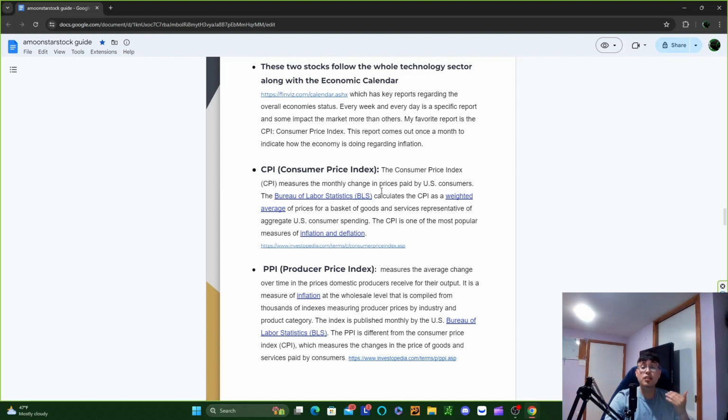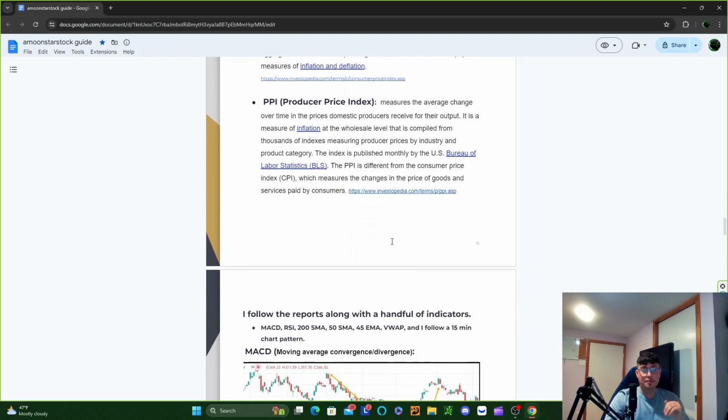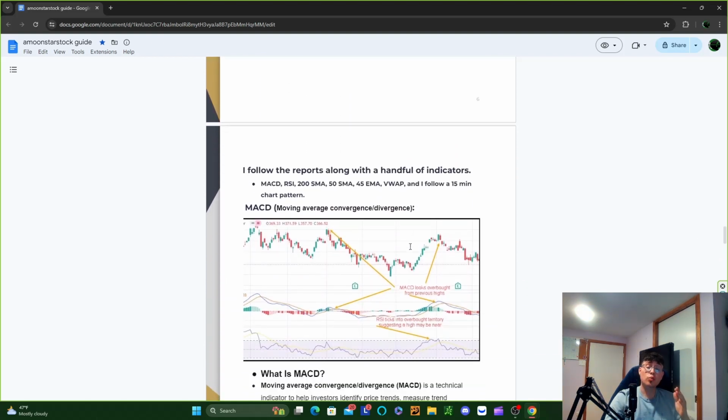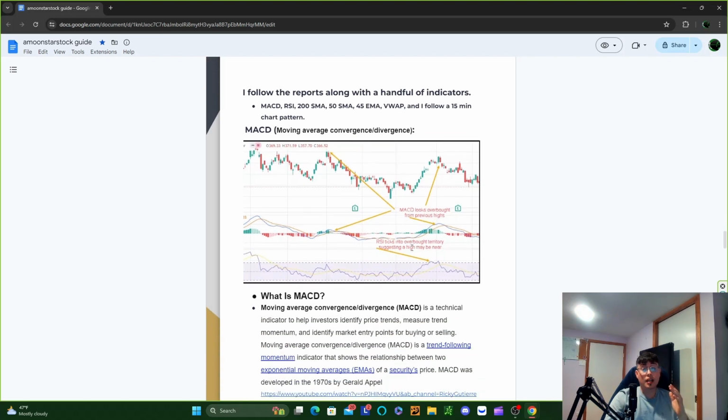It measures the monthly change in prices paid by U.S. consumers, us. This is a good website as well, the Bureau of Labor Statistics. CPI is one of the most popular measures of inflation and deflation. It really helps you plan. Like when this report comes out, it's just magnificent. So we're going to go ahead and keep scrolling. Now we're going to get into what indicators I use in my charts.